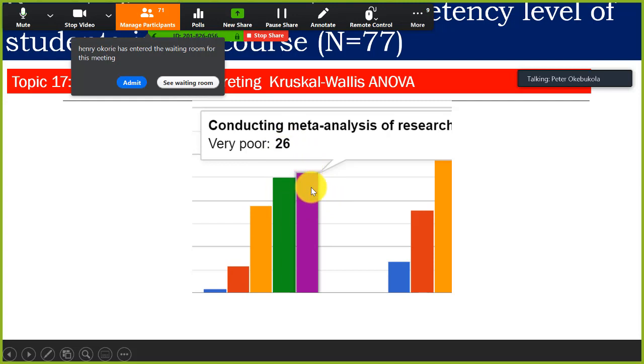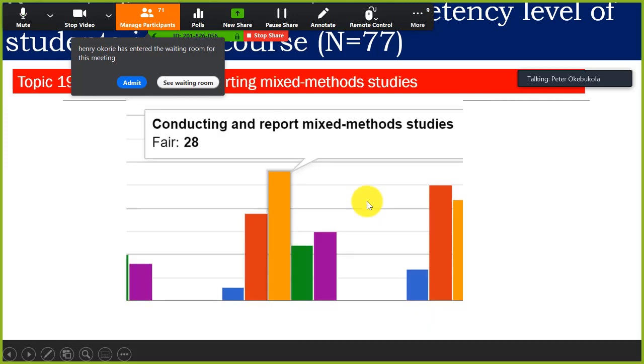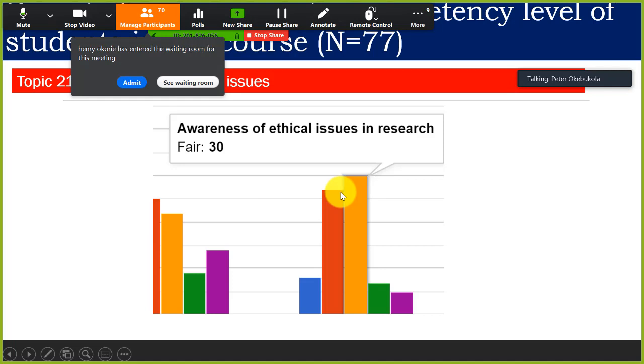This is very poor, 26. That's about a third of us, more than a third, who are not too familiar with applying quantitative methods for data collection and analysis. This is it. Well, a good number, fair here. That's the orange bar, 34 of us, about half. Mixed methods design, not too bad. Awareness of ethical issues in research is also not too bad.